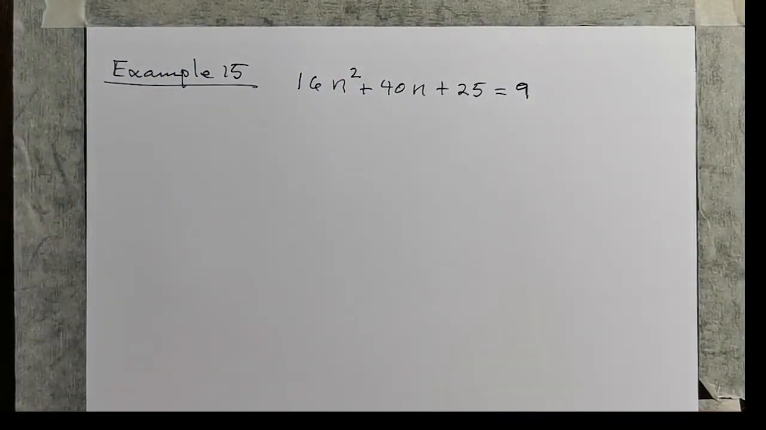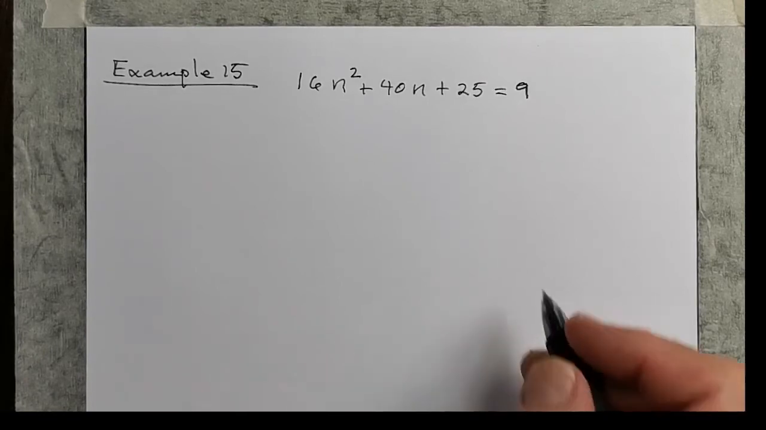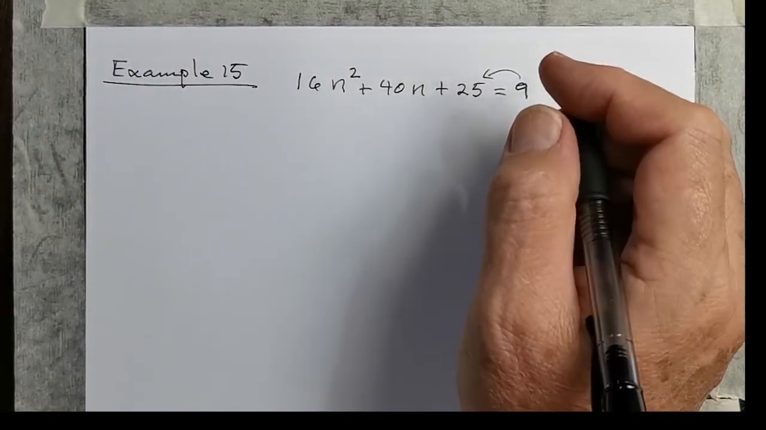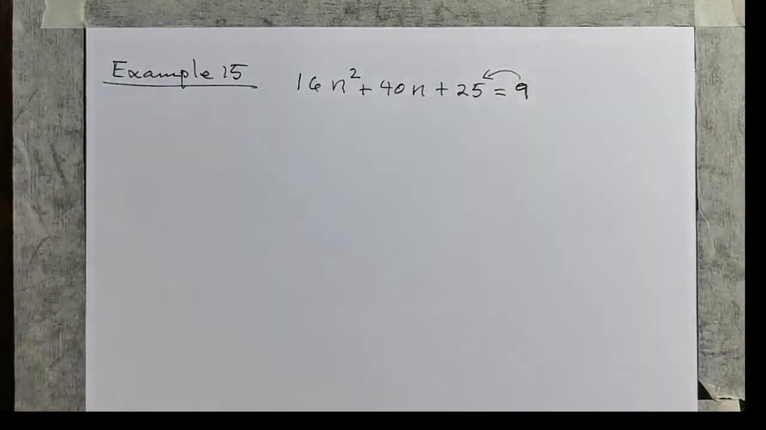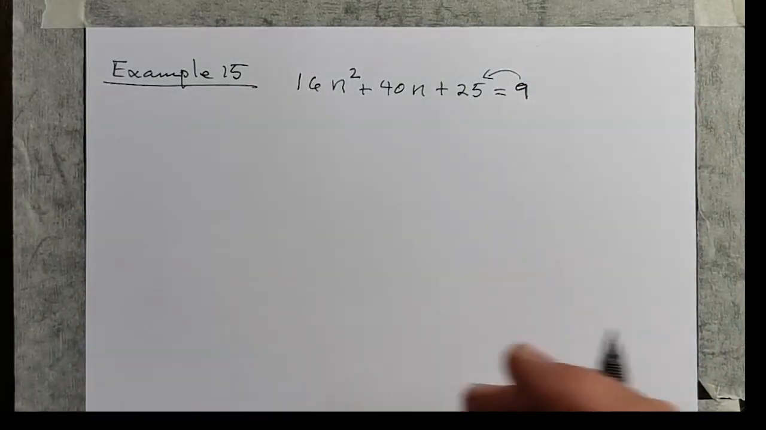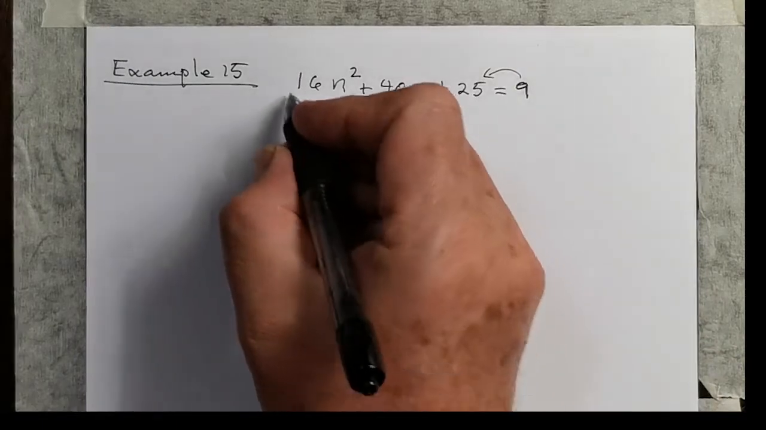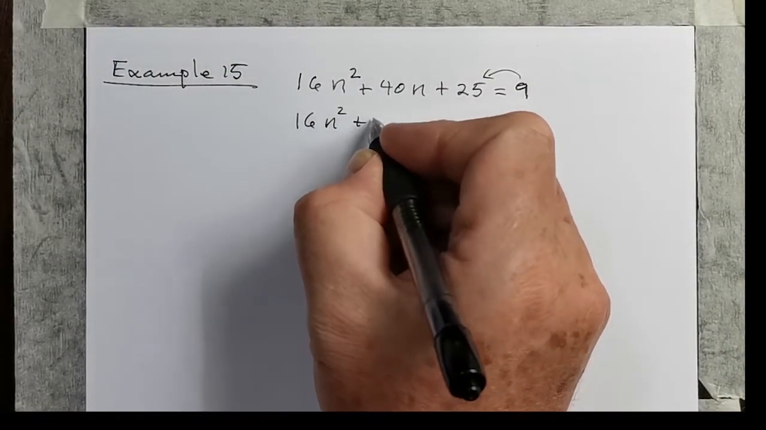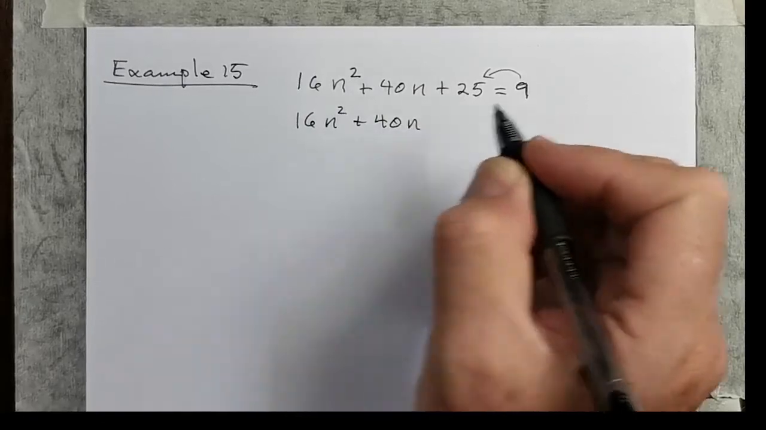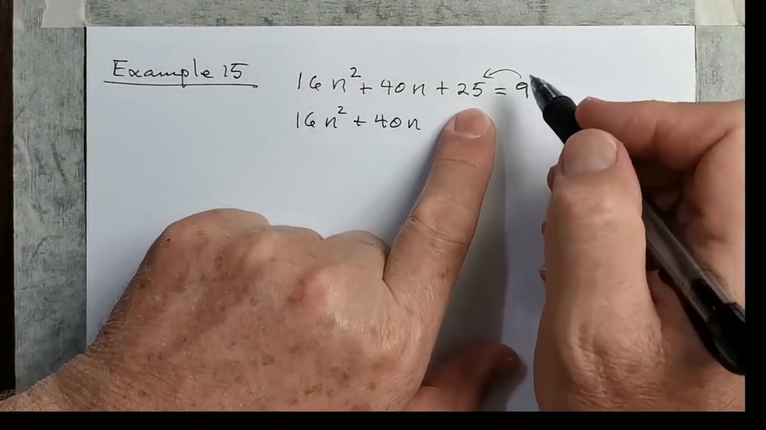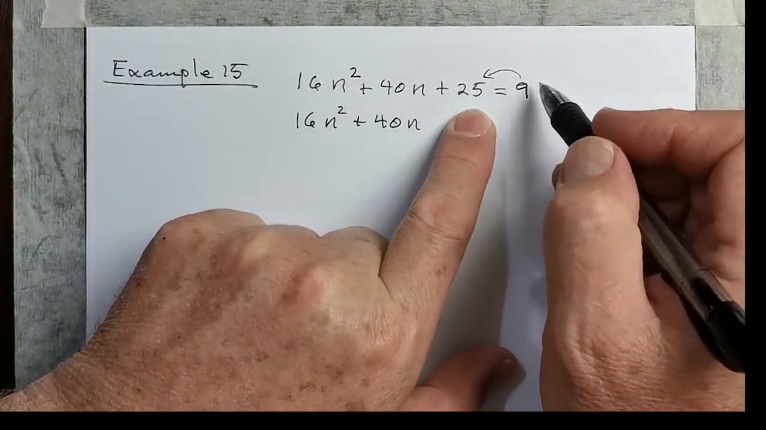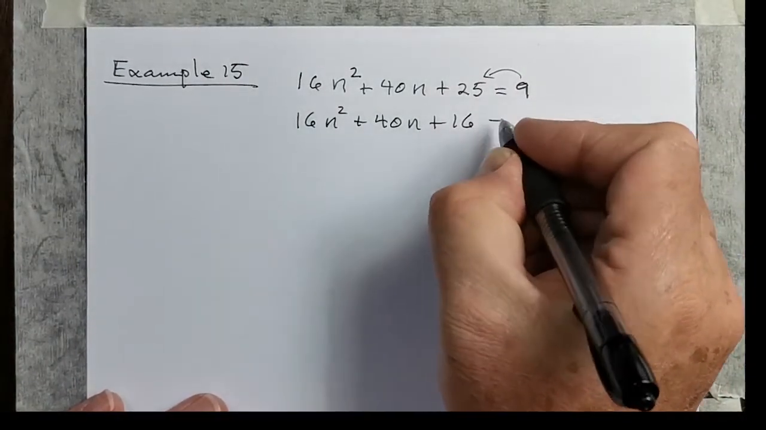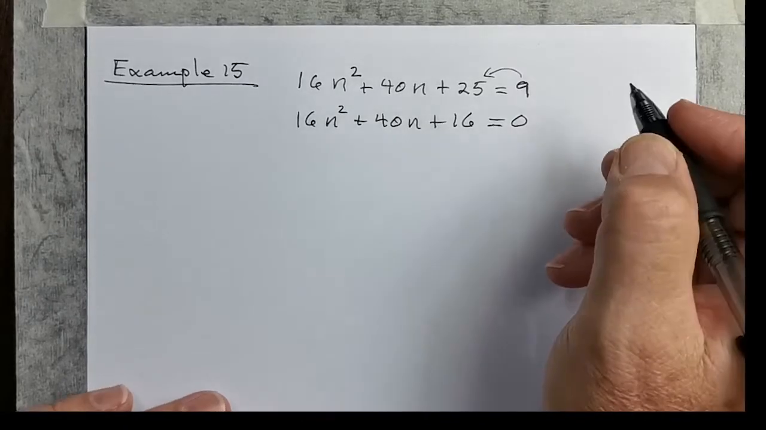Solve for n. First thing we would like to do is to bring the 9 over here. So this will become 16n squared plus 40n. Now let's think. 25 subtract the 9 will be 16, equal 0.